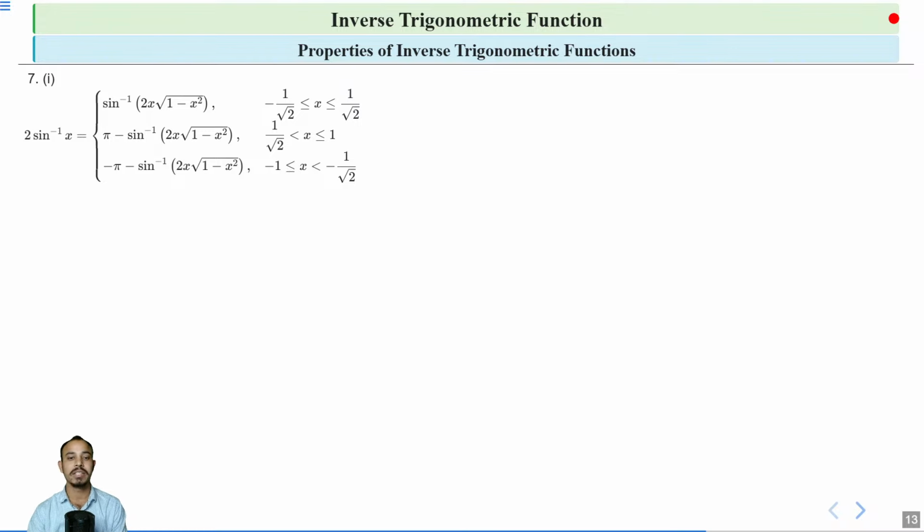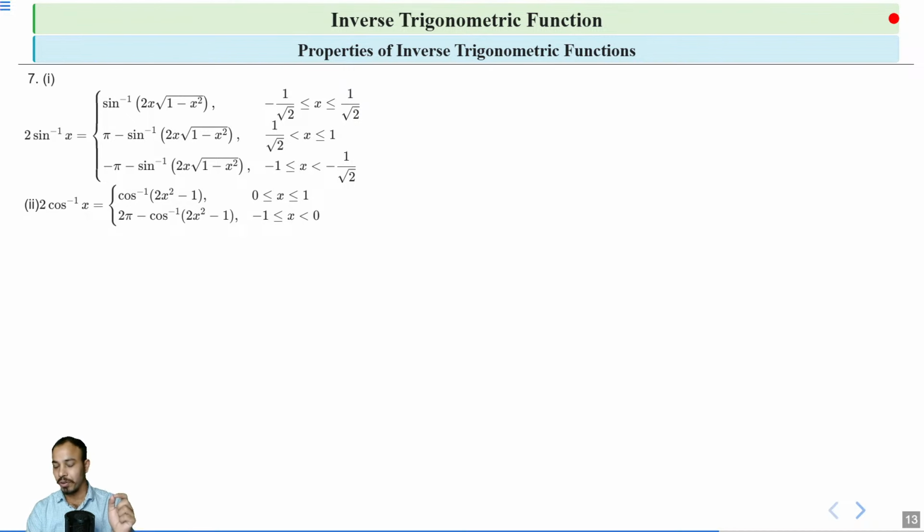Okay, and then 2 sin inverse x is equal to pi minus sin inverse of 2x times square root of 1 minus x square when x is between 1 by root 2 and 1. Okay, 1 by root 2 less than x less than or equal to 1. When x is between minus 1 and minus 1 by root 2, then 2 sin inverse x is equal to minus pi minus sin inverse of 2x times square root of 1 minus x square. Clear?